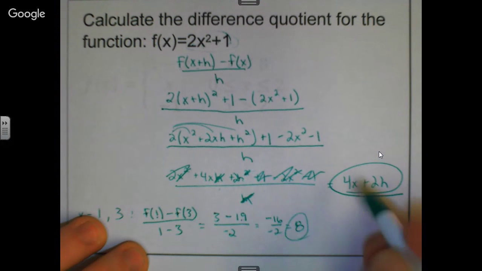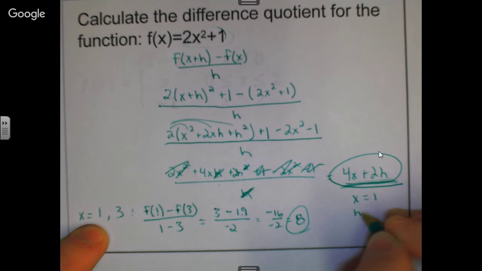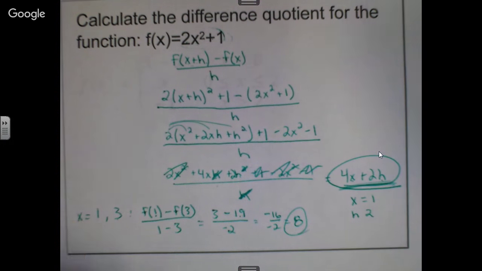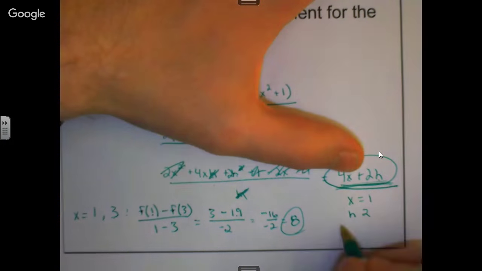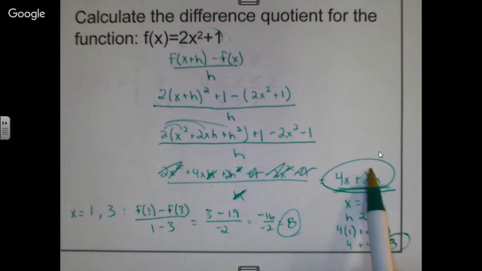Well, I can get that same answer using this right here. But in this case, my starting point, which is x, is 1. My h, which is the distance between start and stop, is 2. So I have 4 times 1 plus 2 times 2. Well, that's 4 plus 4, which is 8. So this helps us to discuss the average rate of change anywhere on my curve. This is actually called your derivative, which you'll talk about more in calculus.